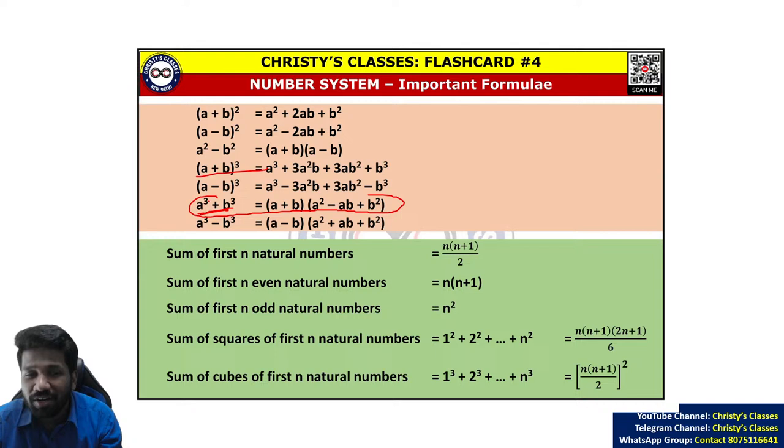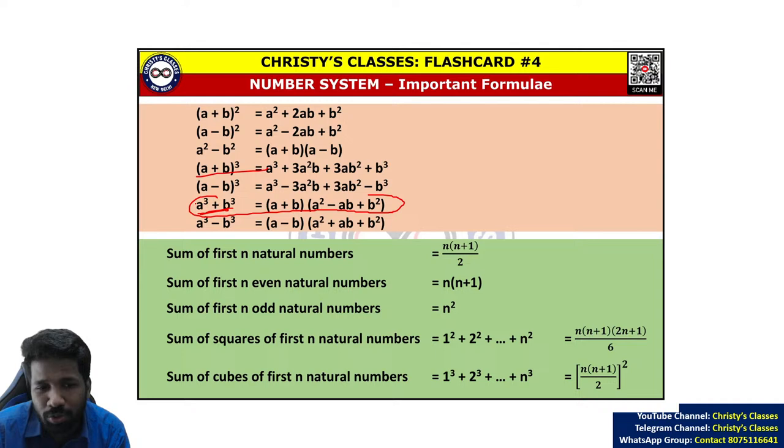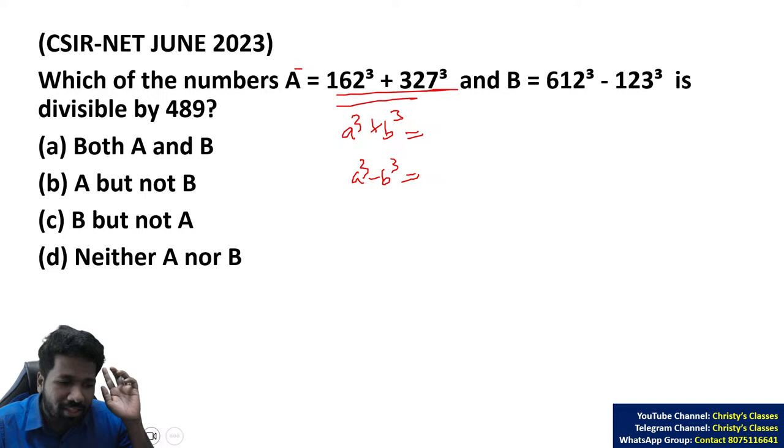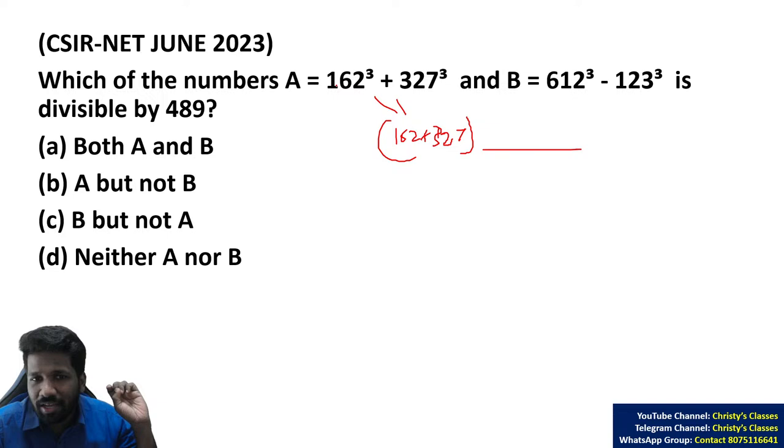Again, I am not sure everyone remembers this formula. That is why I am telling, according to your understanding of math or your way of looking at things, this question has different solutions. So a cube plus b cube is (a plus b) into (a square minus ab plus b square). Matlab, a plus b is ek factor. Same way, 162 cube plus 327 cube, that is 162 plus 327 into whatever remaining. That formula you can use.